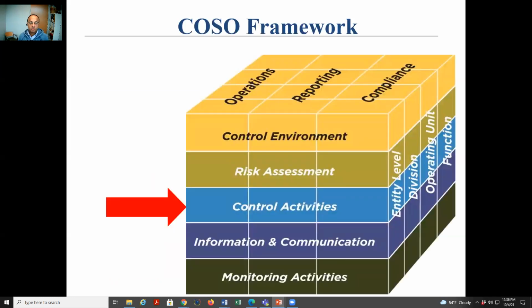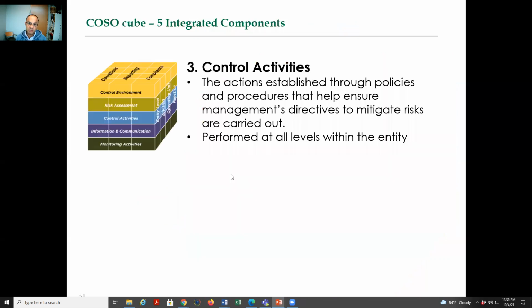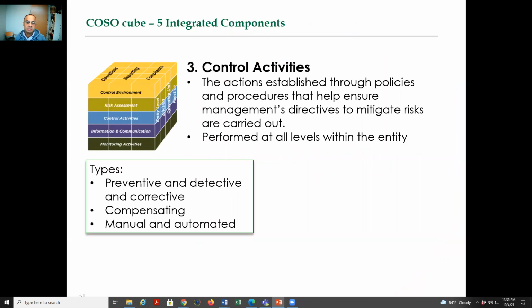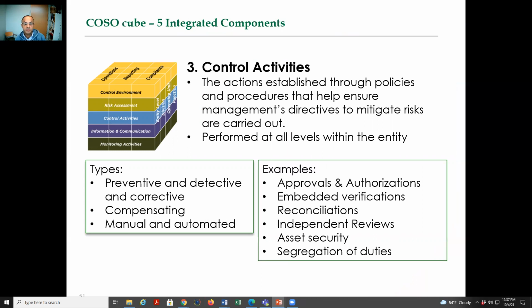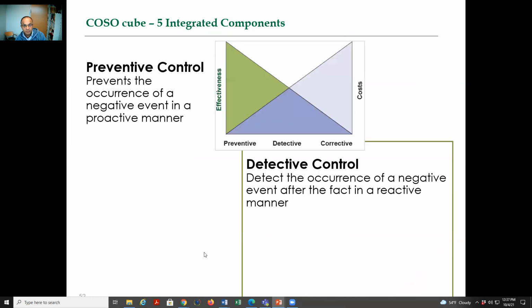Now let us move to the control activities, which we mainly put in place to control the previous step in the framework, which is the assessment of risk. For the control activities, we have preventive, detective, corrective control, or compensating and manual control. And this is what we explained in the previous video. A good example of that: we do approvals and authorization, which, if you remember, is a preventive control, and then we do reconciliation like a detective control, and then segregation of duties and so on.